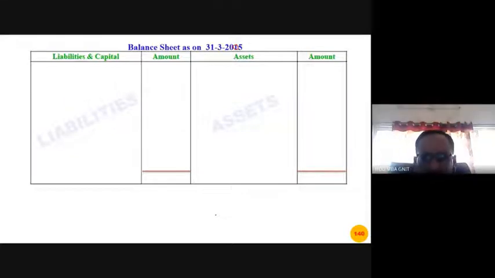Afternoon class time is 10 minutes less, so we have to go fast. We have to complete this problem. It takes some time for explanation and for writing everything, so you have to be fast.